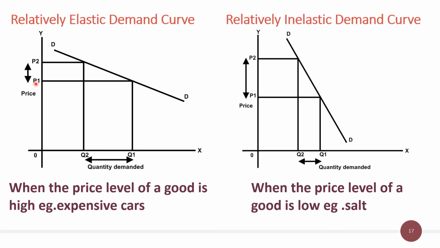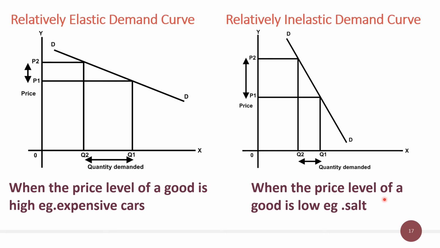Diagrammatically, the point explained: when the price level of a good is high, for example expensive cars, a slight change in price will result in a big change in quantity demanded. For the simple reason that these goods are expensive and their price rarely drops. So if it drops even slightly, the demand for expensive cars will increase to a large extent because people like to take advantage of even this small fall or change in price. So the demand for expensive cars or high priced goods is relatively elastic.